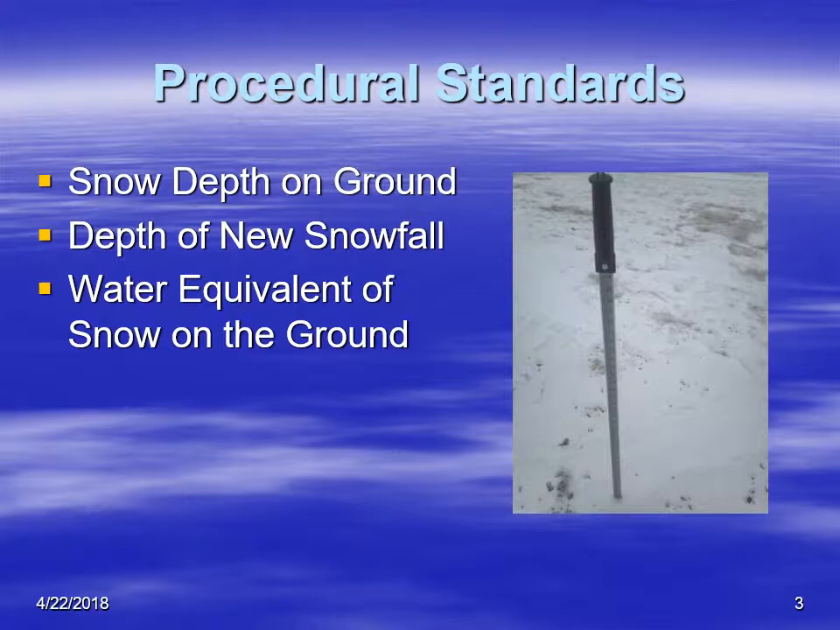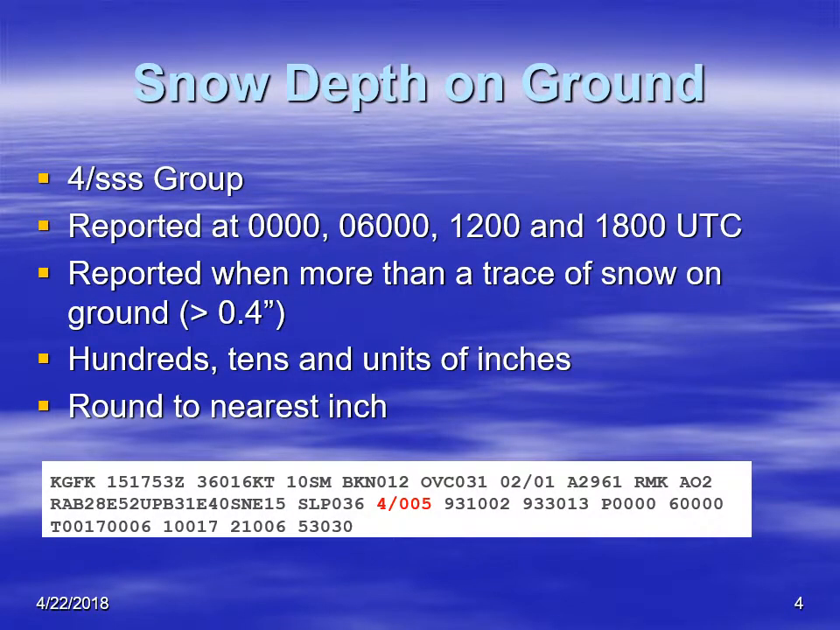You can report the depth of snow on the ground, you can report the depth of new snowfall, and finally you can also report the water equivalent of snow on the ground, or the water equivalent of the snow depth. The first one we're going to talk about is the snow depth on the ground, and of course this could be seasonal. Typically in places where it's cold for a long period of time it is seasonal, but in other places snow melts and then of course it falls again.